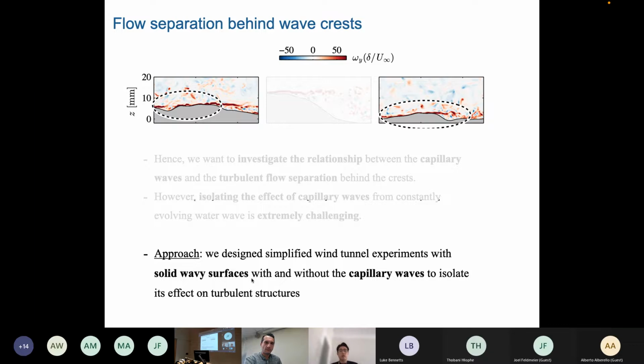Hence, our approach to isolate the effect of the smaller capillary waves on the turbulent flow structure was to come up with a simplified wind tunnel experiment with a solid wavy surface with and without the ripple, reconstructed from the wave profile shape obtained from the previous PIV experiment.